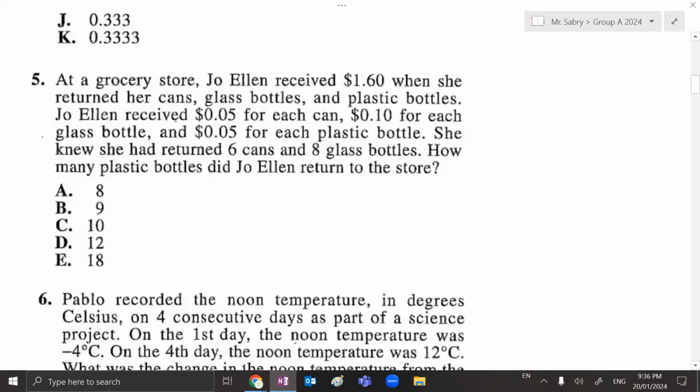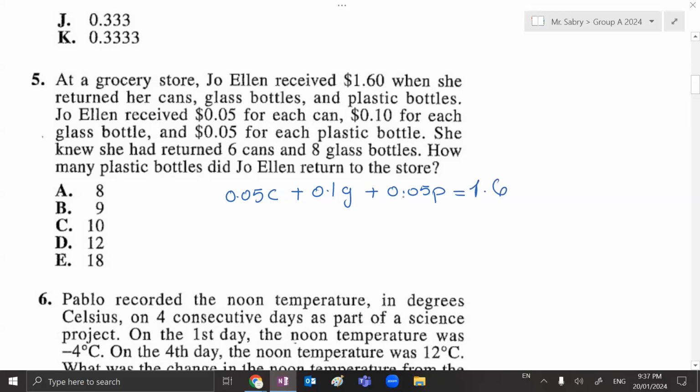At the grocery store, Jo Ellen received $1.6 when she returned her cans, glass bottles, and plastic bottles. Jo Ellen received 0.05 for each can. So I'll put 0.05 times the number of cans, plus 0.1 for each glass, so 0.1 times G, which is the number of glass, plus 0.05 for each plastic bottle, so I'll put 0.05 P. All of those, she received $1.6.